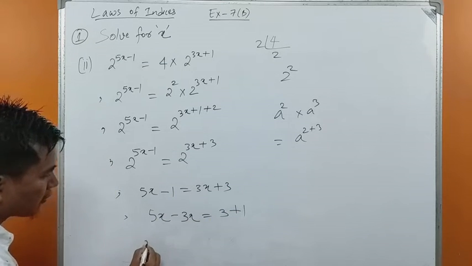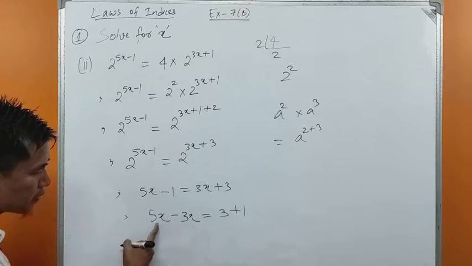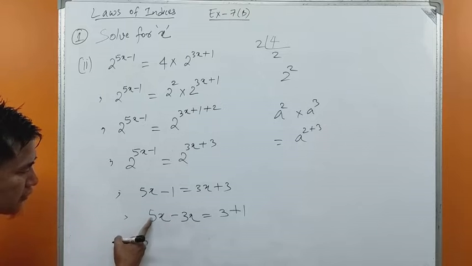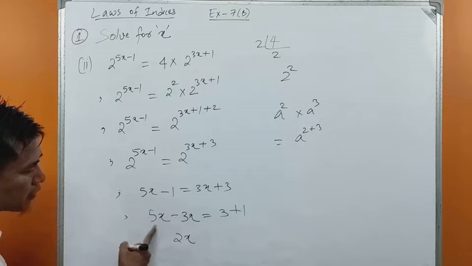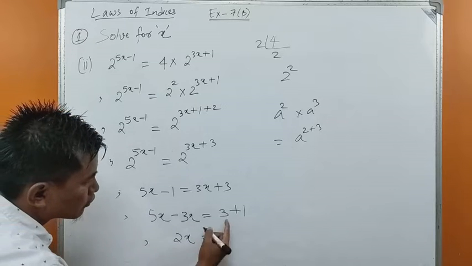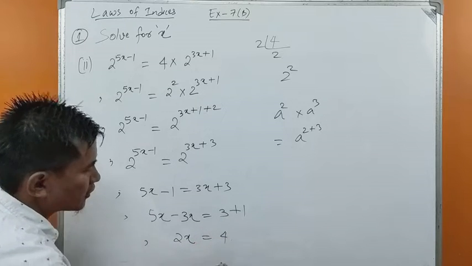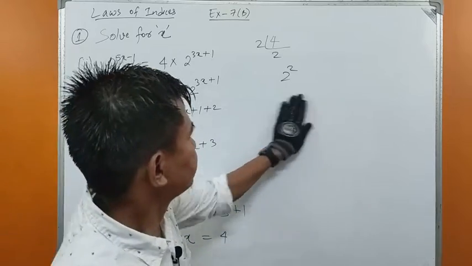It becomes plus 1. Or 5x minus 3x, opposite sign. This 3x is minus and this 5x is plus. So 5x minus 3x is 2x. The sign of the greater number comes here, plus, okay, equals to 3 plus 1 is 4, isn't it? Now let me continue here.